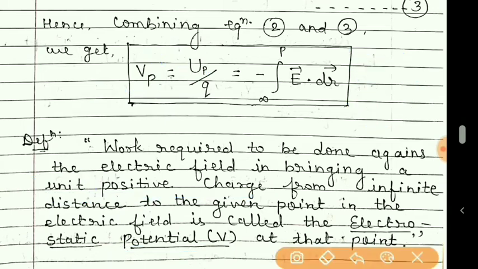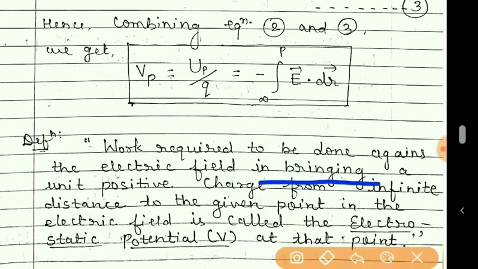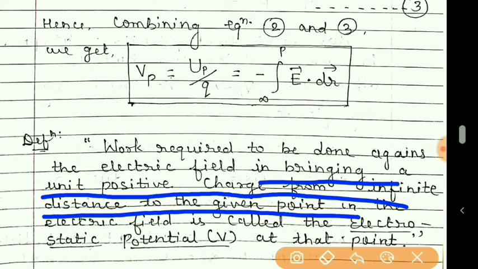And so here the definition says that the work required to be done against the electric field. We know that the electric field was in this direction and we need to bring that unit charge from infinity towards this direction. So against the electric field, in bringing a unit positive charge from infinite distance to a given point in the electric field is called the electrostatic potential at that point.